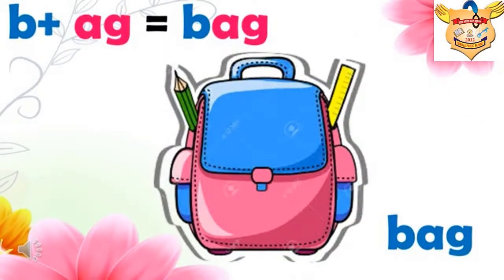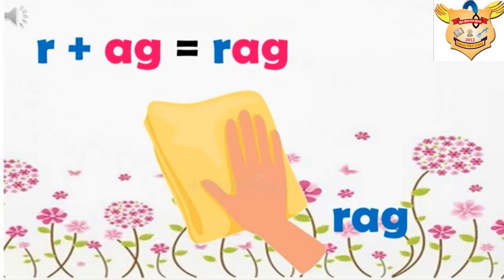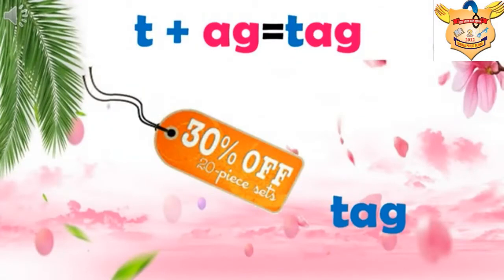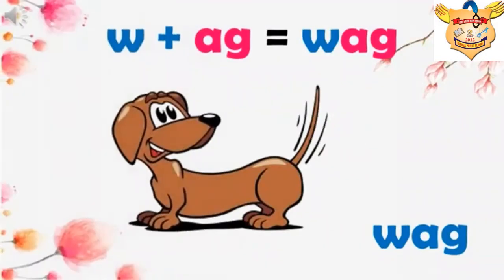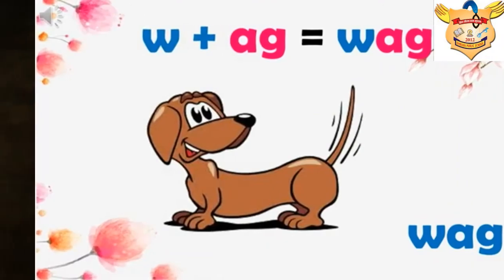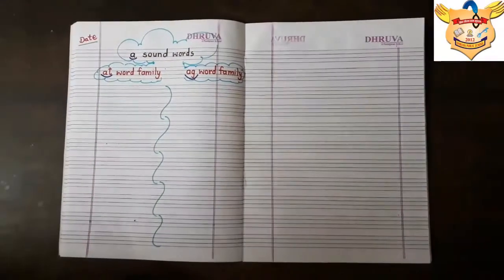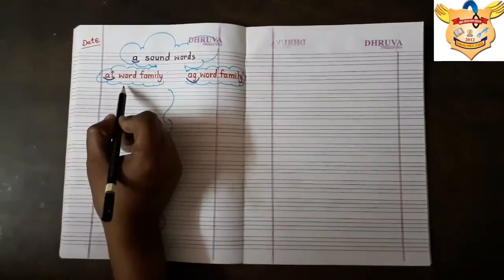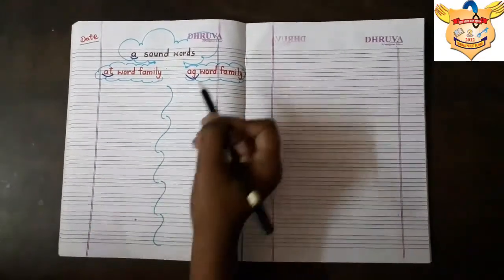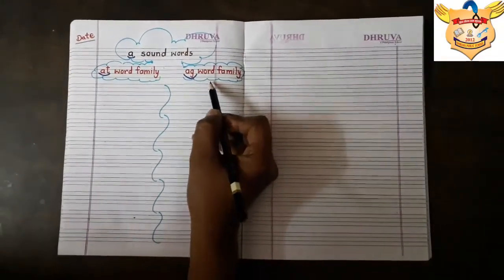B ag bag. R ag rag. T ag tag. W ag wag. Let's practice. Here we will write at family words and here we will write ag family words.